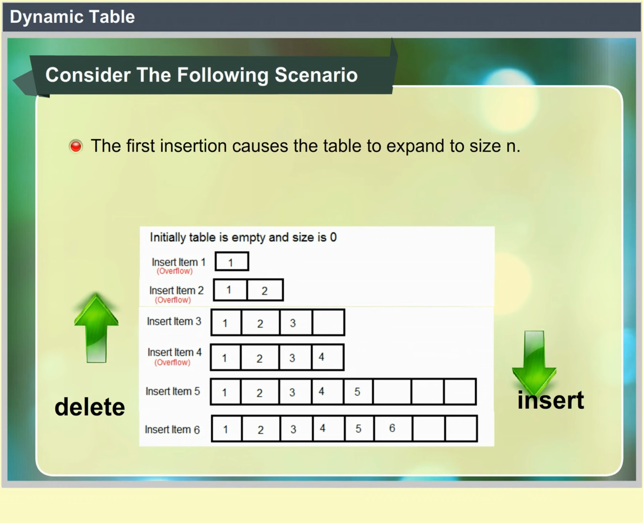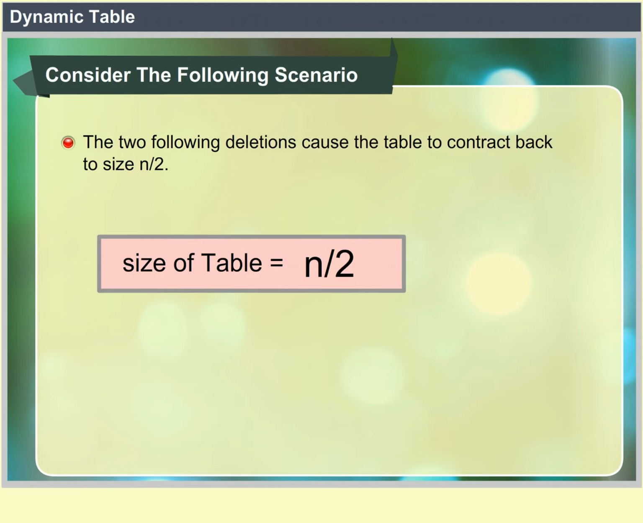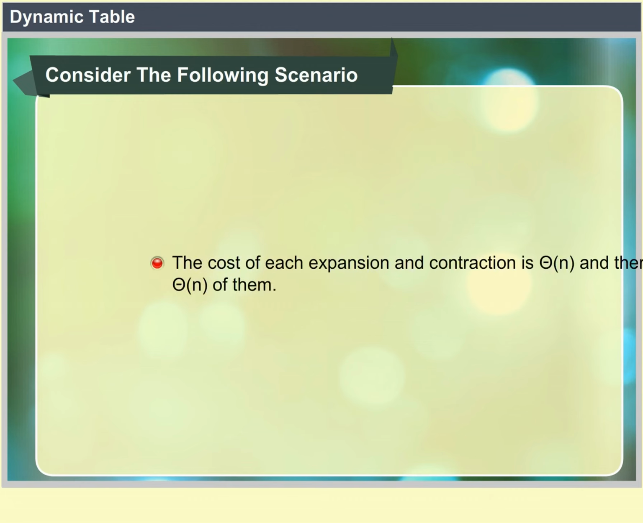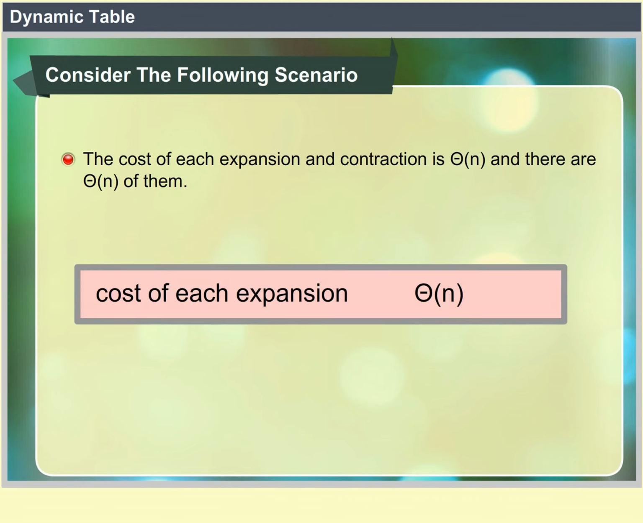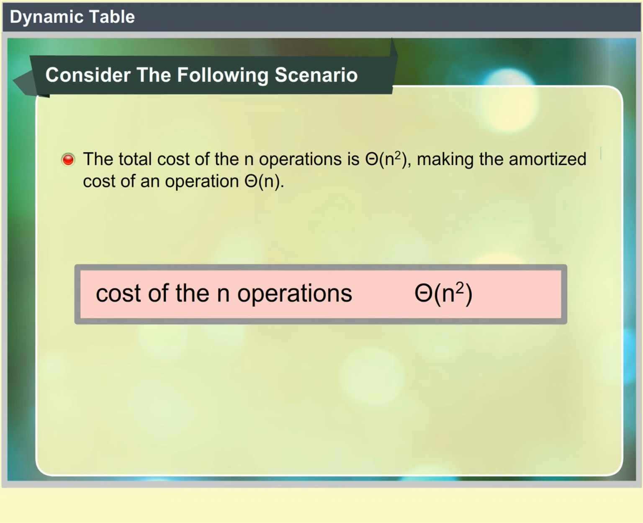The first insertion causes the table to expand to size n. The two following deletions cause the table to contract back to size n/2. Two further insertions cause another expansion, and so forth. The cost of each expansion and contraction is big theta of n, and there are big theta of n of them. The total cost of the n operations is big theta of n squared, making the amortized cost of an operation big theta of n.